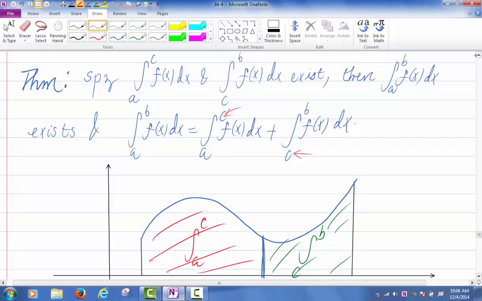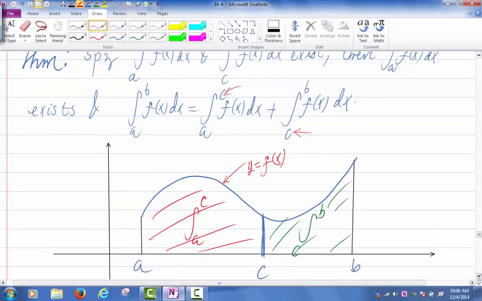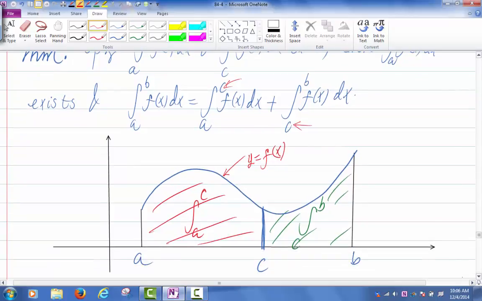Geometrically, it sort of makes sense why it should be true, but I'm not giving you a proof of it. Just geometrically how it looks. So imagine that this blue curve is the graph of the function f of x. Let's just say f is non-negative, just so it's easy to see what's going on. And so imagine you have the interval from a to b, and c is some number in between. But c doesn't have to be in between, but this case is easy to visualize.